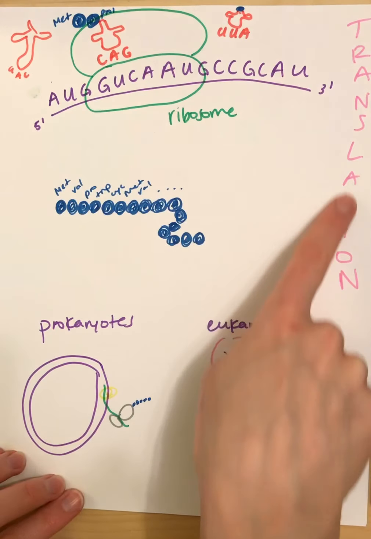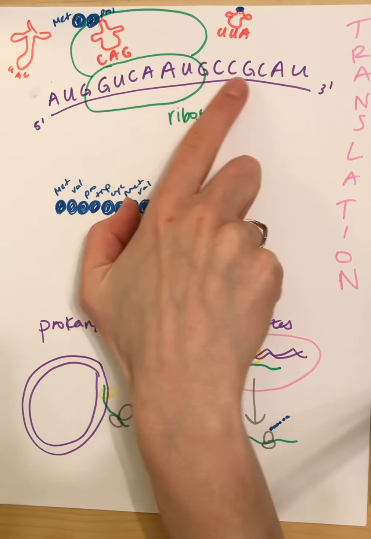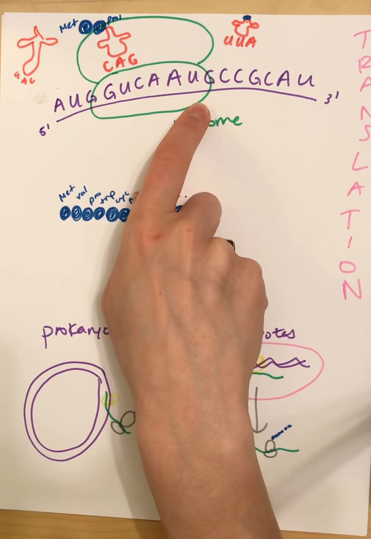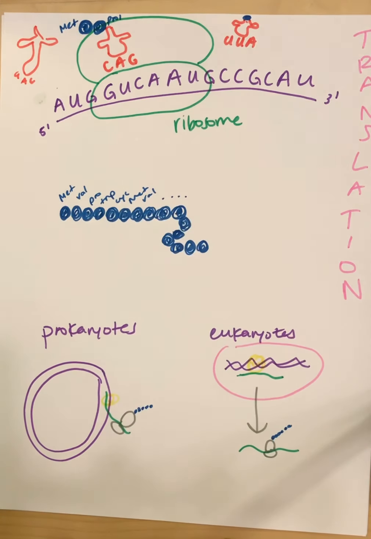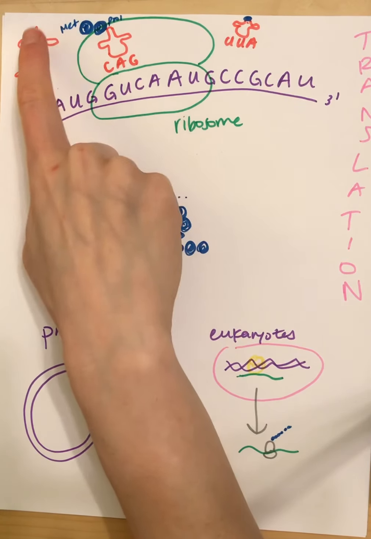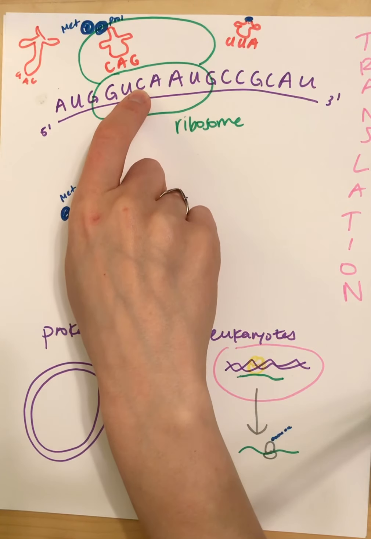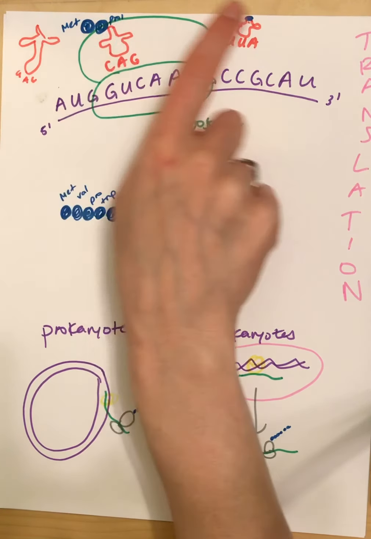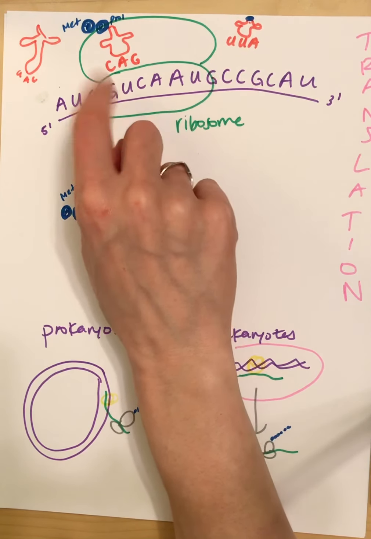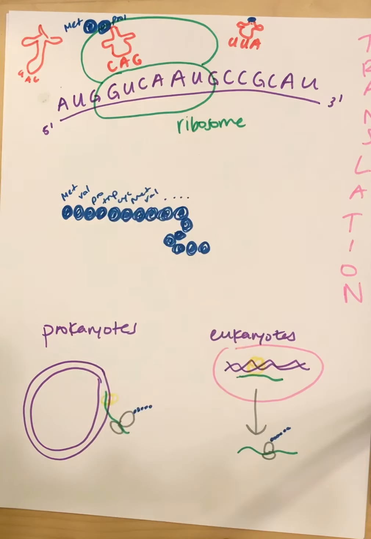Next up, translation. This is when we're going from RNA to protein. So reminder, ribosome is the molecule that is doing this, that is taking us from mRNA to protein, and tRNAs come in and bind with codons, which is a set of 3, and the tRNAs have an amino acid attached to them based on that anticodon.